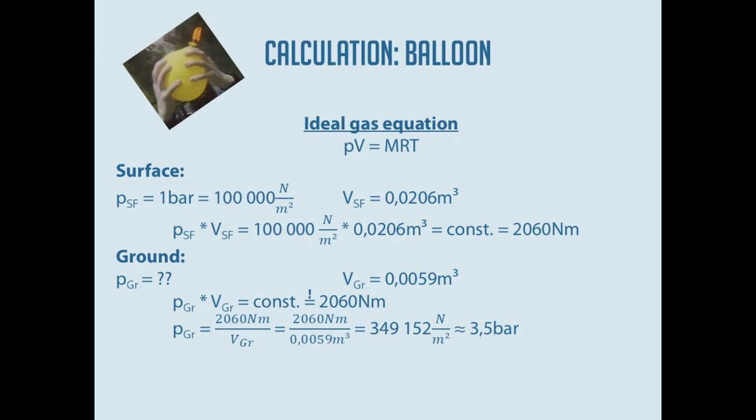And it is still true that P times V is MRT, and we have at the surface, everyone knows this, an air pressure of roughly 1 bar, so that's 100,000 Newton per square meter, and there a balloon volume of 0.0206 cubic meters, and we can put the whole thing into the left side of our equation, P times V. In each case, at the surface, we got 2060 Newton meters.